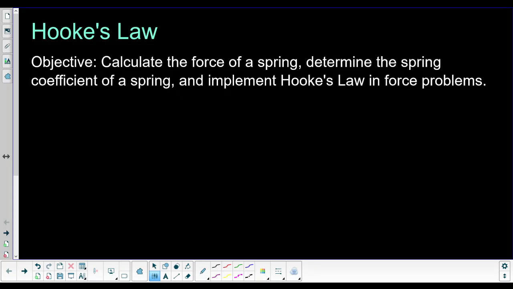All right, so let's talk about what Hooke's law is. Hooke's law is going to help us calculate forces for springs.